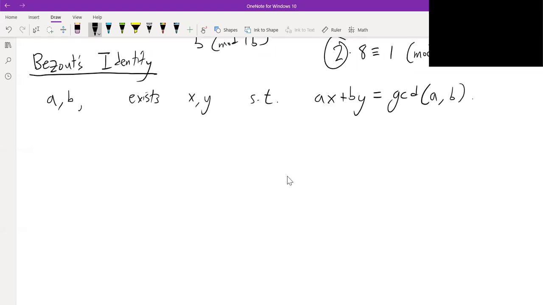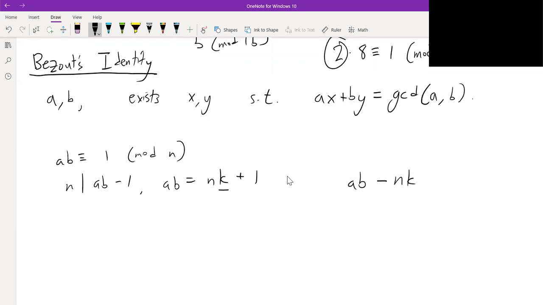If we look at our definition of an inverse, we need some number a times b to be congruent to 1 mod n. We can use the definition of a congruence to write that n divides ab minus 1. So we can write ab is equal to n times k plus 1, for some integer k. If we rearrange this, we get ab minus nk equals 1. Hopefully you can see that, although we're not using the same a and b, essentially the two numbers we're using are this number and this number.